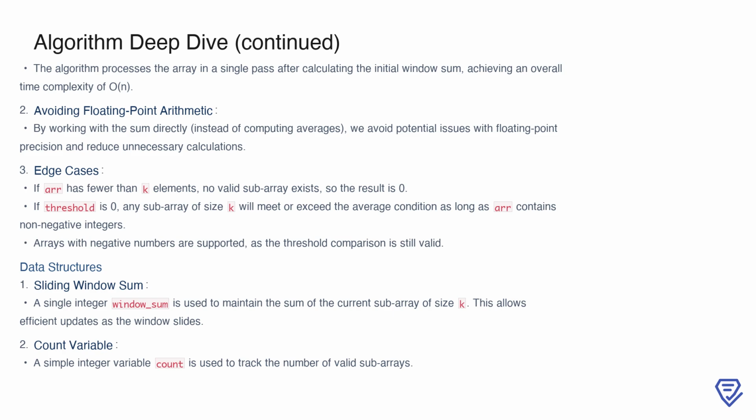Additionally, by working directly with sums rather than averages, we avoid floating point arithmetic. This not only reduces unnecessary calculations but also minimizes potential precision errors.